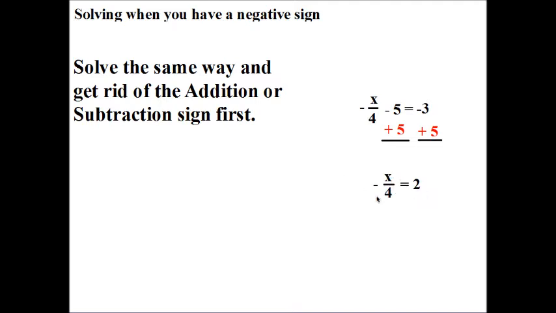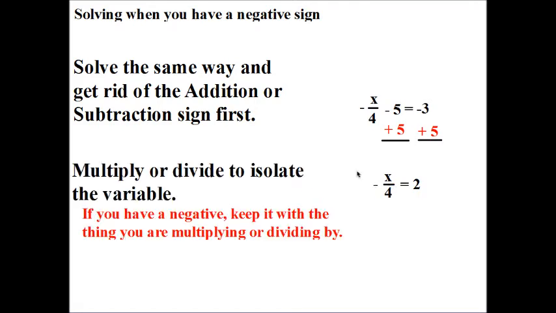Now, this is where it gets a little bit different. Whenever you have this negative sign, you're always going to multiply or divide to isolate the variable. Now here in red is the important stuff. It says if you have a negative, we just keep it with the thing that you are multiplying or dividing by. So since this means divided by 4, and then we have this negative sign out here, all we're going to do is multiply by negative 4. So that'll get rid of the negative sign, and I'll be able to just solve for x and get x all by itself. So once I multiply both sides by negative 4, I'll be left with an x over here, and now I have 2 times negative 4. 2 times 4 is 8, and since I have only one negative sign, that means I keep it negative. So I have x equals negative 8.